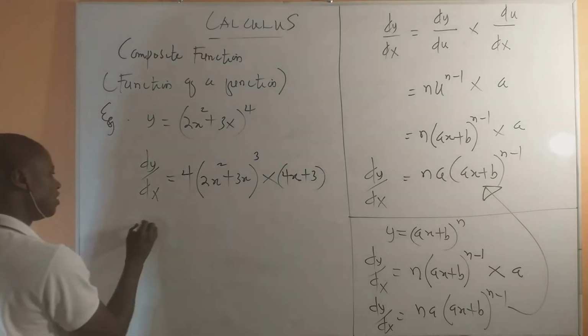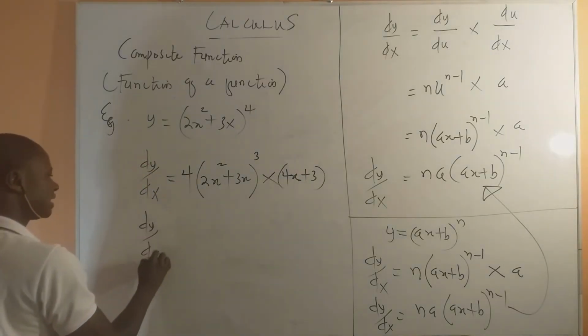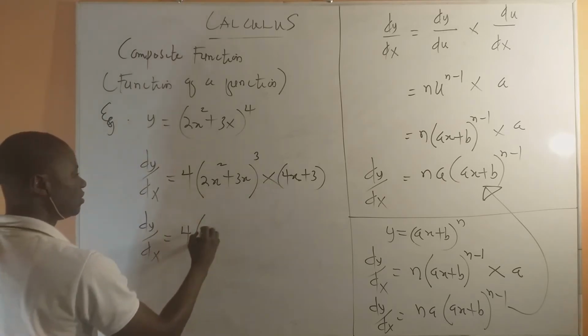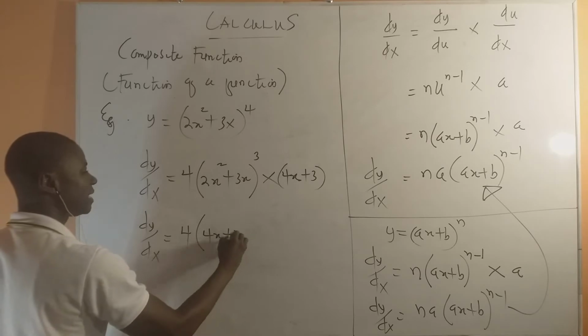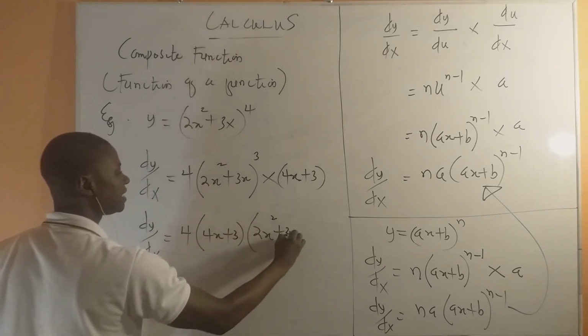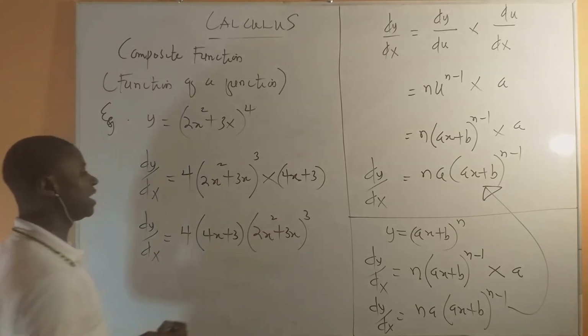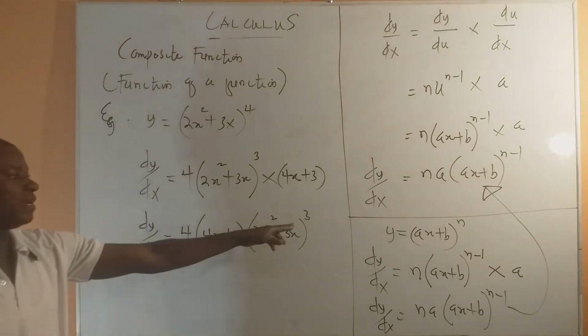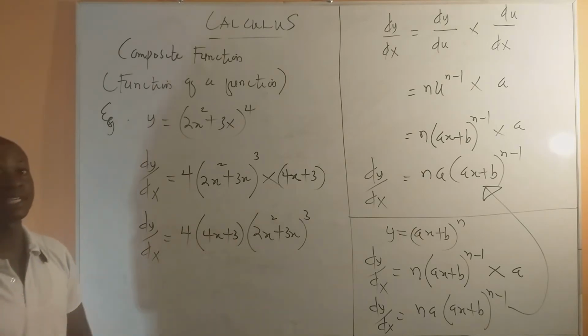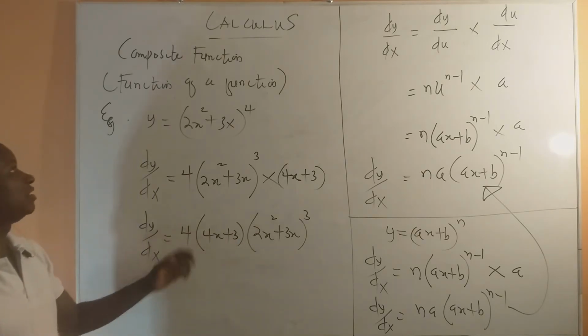So this will now be dy dx will be equal to, this is 4 times, you can write this here, that is 4x plus 3. Before this your bracket, that is 2x squared plus 3x exponent 3. This is the final answer. Don't waste your time expanding this to the 3rd power and multiplying this before the 4th. That is the answer. It's accepted. And so that is how we differentiate.